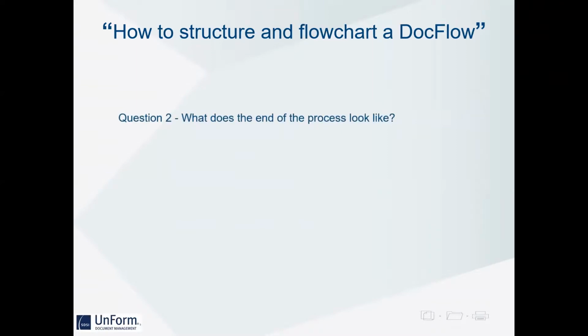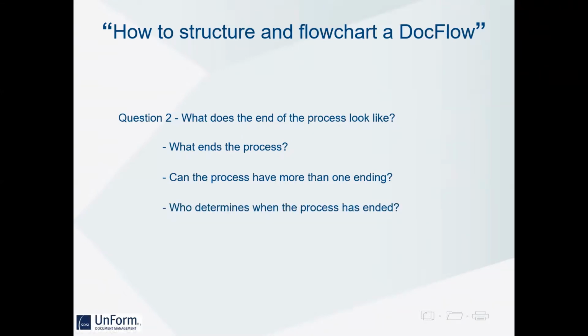So we look at question number 2. What does the end of the process look like? What ends the process? What is the ending trigger? What is the thing that says, okay, this process is done? Can a process have more than one ending? When you've set up a DocFlow for hiring a person, you could have two endings. You could have, yes, we hired the person, we went through all the steps and we found someone. Or we went through all the steps and nobody met our criteria, so it ended without hiring someone. Consequently, a DocFlow could have two endings.